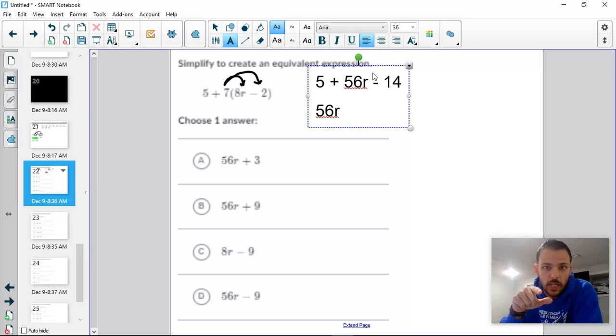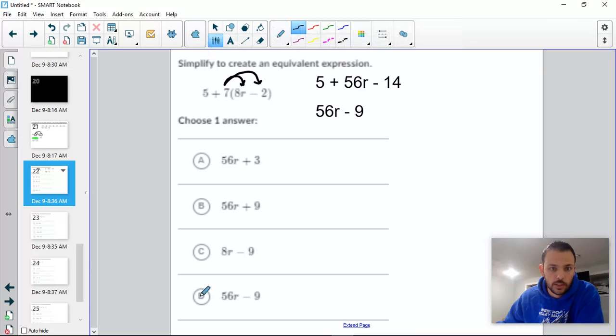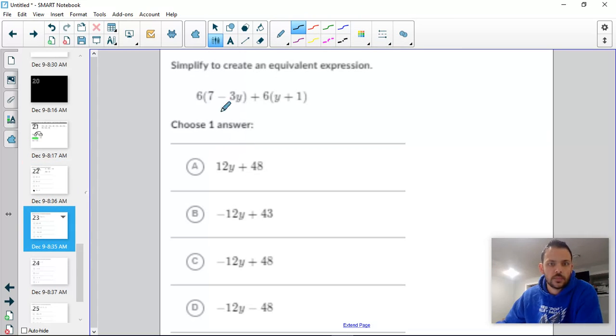Okay, so 5 minus 14 would be minus 9. All right, so I know that the answer here would be D. Now here's one that's a little more complex because we have to do distributive property twice.